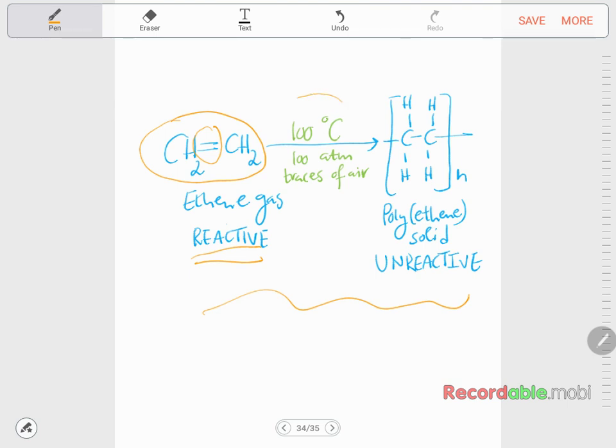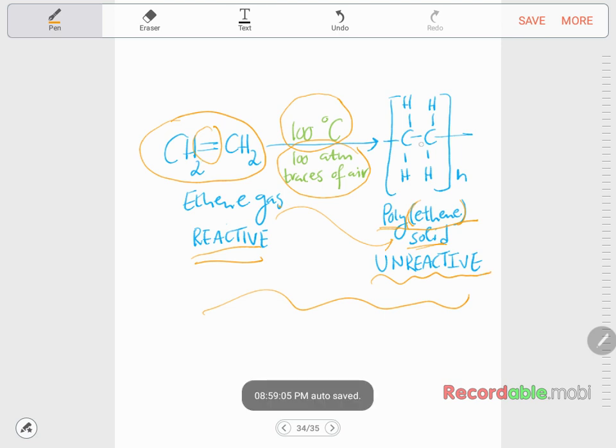So the conditions are, we said heat, which is 100 degrees Celsius, and the catalysts are pressure, which is 100 atmospheric pressure, and traces of air. So it turns here to polyethene. You put the ethene between brackets. That's how you present the name of the polymer. So you write poly and then between brackets ethene. It's a solid, so it turned from a gas to a solid, and now it is unreactive because it is saturated.